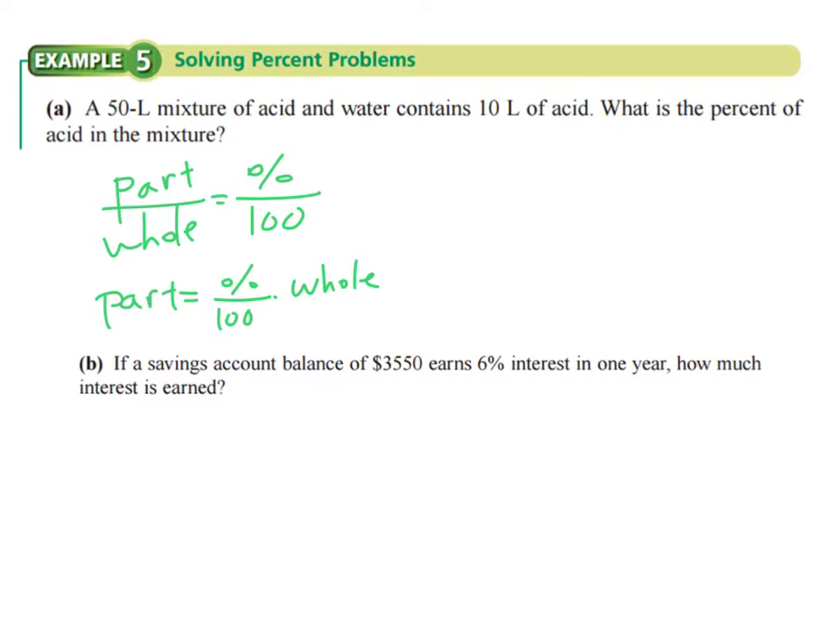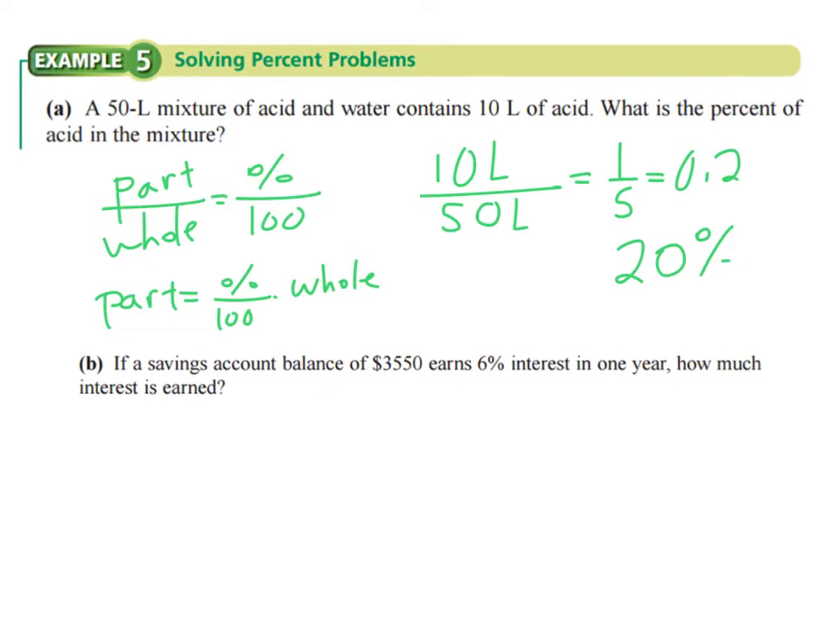And so in this case, we've got a 50-liter mixture of acid and water. It contains 10 liters of acid. What is the percent of acid in the mixture? So in this case, the part is 10 liters of acid. The whole thing is the 50-liter mix of acid and water. And so 10 over 50, which would be 1/5, equals 0.2. So again, that's the percent over 100 is 0.2, which would be 20%. And so that's how we can use our numbers in order to find the percent of that mixture that is acid.